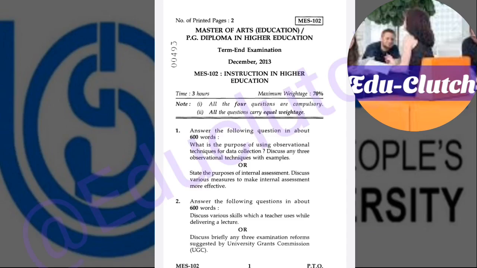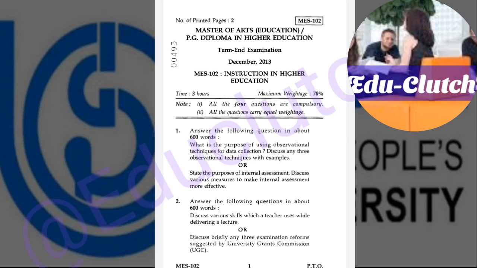Discuss any three observational techniques with examples. Or state the purposes of internal assessment. Discuss various measures to make internal assessment more effective. Second question is, discuss various skills which a teacher uses while delivering a lecture. Or discuss briefly any three examination reforms suggested by University Grant Commission.